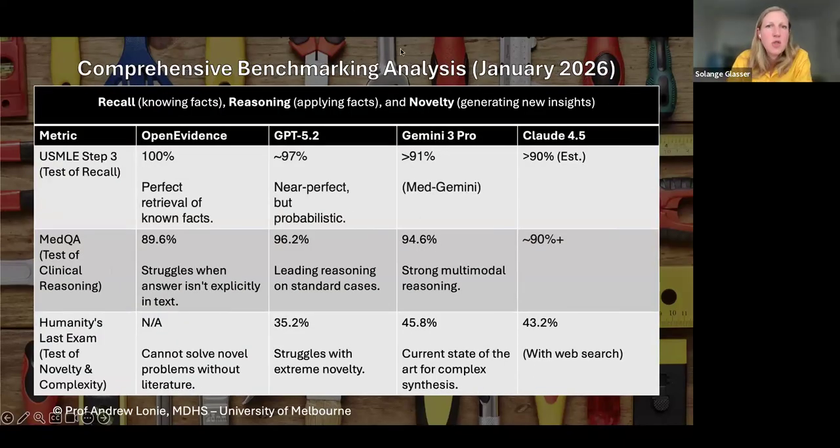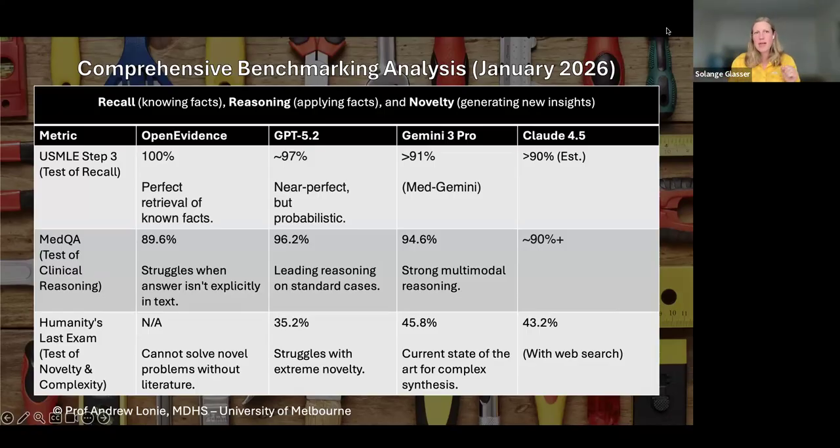And then this is something else that Andrew said. Again, I just wanted this to be something that you could all see, this comprehensive benchmarking analysis. So again, the exact details aren't really important. But if you look at this, what he's done is he's done testing with these different language models around recall, so knowing facts, reasoning, which is applying these facts, and then novelty, which is generating new insights. So he's done these 3 tests, the test of recall, the test of clinical reasoning, and the test of novelty and complexity. And you can see just there, sort of on a snapshot, how they've all done.